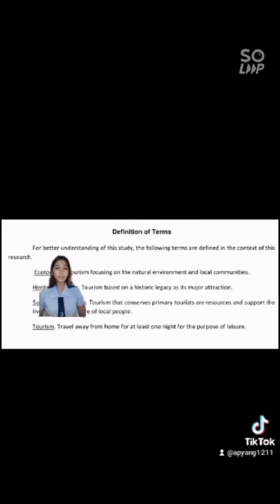Then next, the term should be indented. It should align with the first indentation of the introductory statement or the first term you define. Lastly, the term should end immediately with a period. For example, ecotourism and then the period, and that's how you write the definition of terms in research. With or without the underline, it is acceptable as long as there is a period.